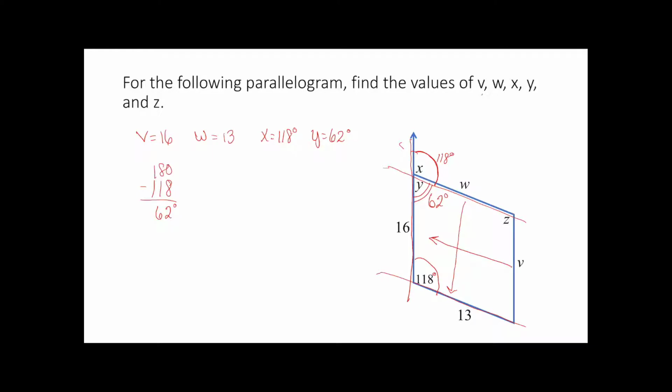And finally, we need to find angle Z. Angle Z is opposite the 118 degrees. Because opposite angles are congruent, Z has to be 118 degrees.